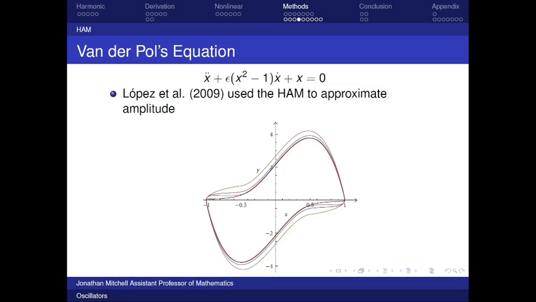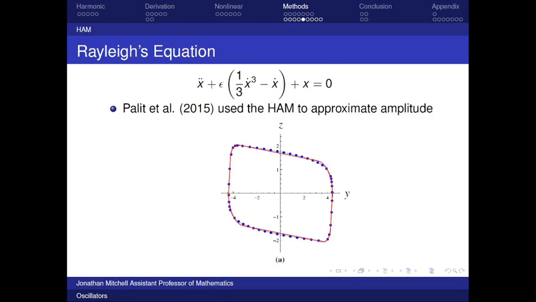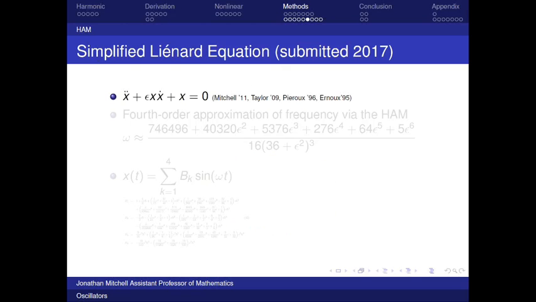This method, the HAM, was used on van der Pol's equation in 2009 in a paper that I read. It did pretty good. You can see the same shape that you saw earlier for van der Pol, and Lopez and some others worked out the amplitude there, the limit cycle that's part of that. Some others more recently used the homotopy analysis method to approximate amplitude for Rayleigh's equation, which I showed you guys earlier. And it does a pretty good job of mapping that out.